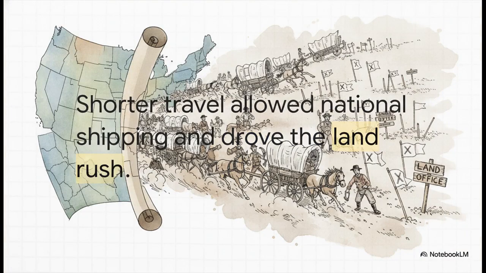Well, the reasoning is pretty straightforward. Because the transportation network expanded, it literally shrank the map. It allowed everyday people to ship their crops and goods back to national markets, which drove an absolute frenzy to buy up public land in the West. Thousands upon thousands rushed westward to get a piece of the pie, sparking some intense land speculation.